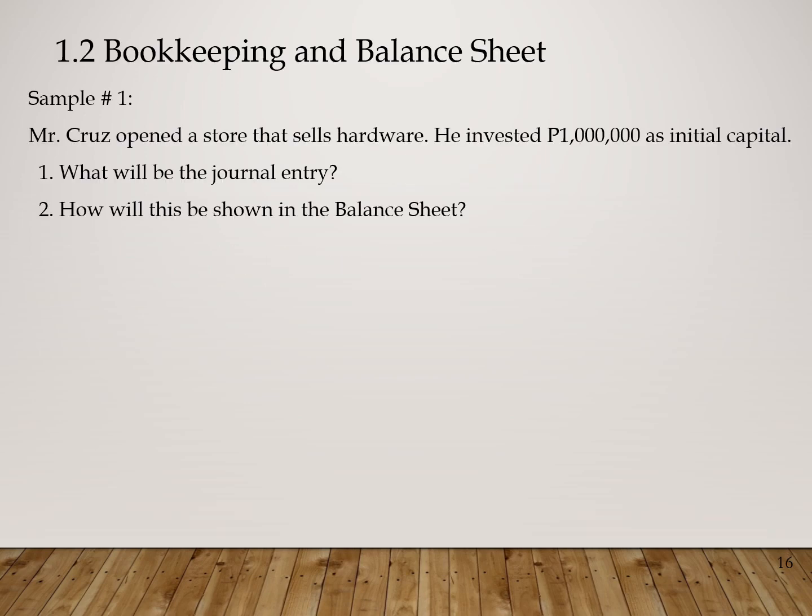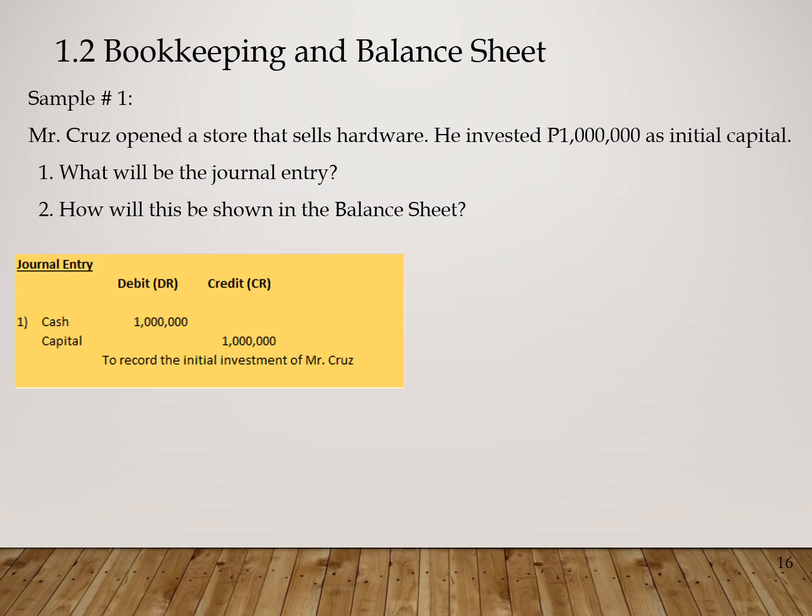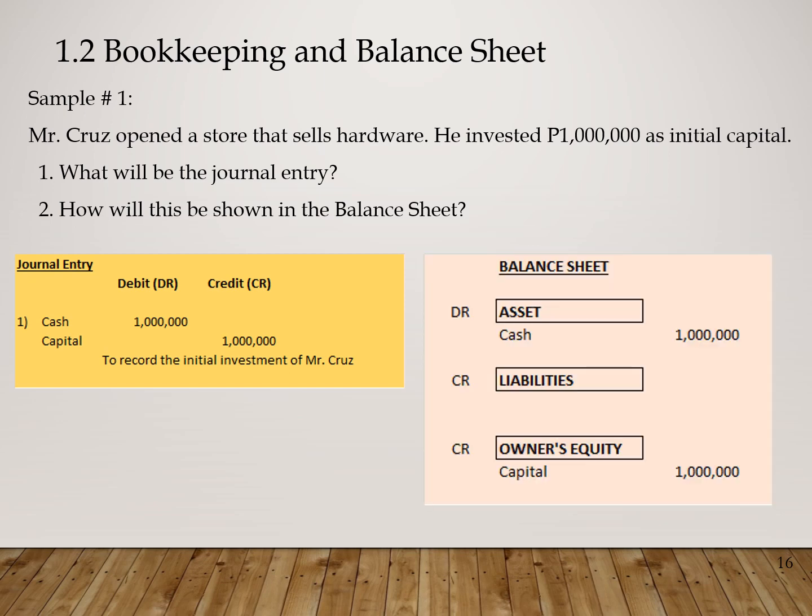So in here, we have sample number 1. Mr. Cruz opened a store that sells hardware. He invested 1 million as initial capital. So in this case, what will be the journal entry and how will this be shown in the balance sheet? So for the journal entry, we have debit cash and credit capital. So this is to record the initial investment of Mr. Cruz. So in the balance sheet, it will be shown under assets as cash of 1 million, and under owner's equity, it is positioned as capital of 1 million.